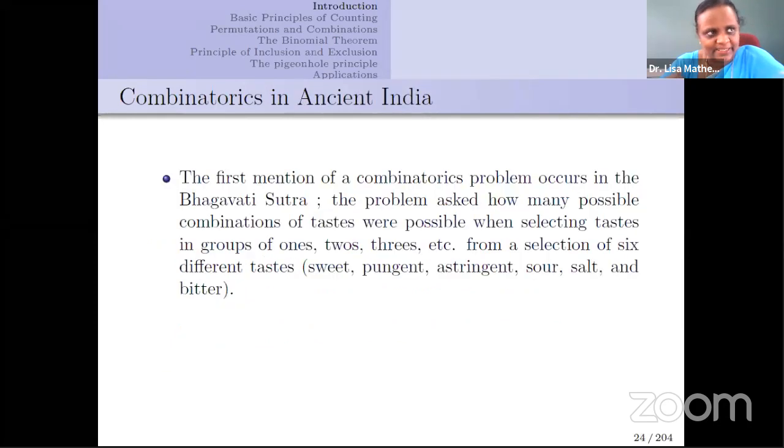Okay, now where did this all originate? Most of it, as far as I found, originated in our own India. The first mention of a combinatorics problem occurs in the Bhagavad Sutra. The problem was how many possible combinations of tastes were possible when selecting tastes in groups of ones, twos, threes, etc. from a selection of 6 different tastes.